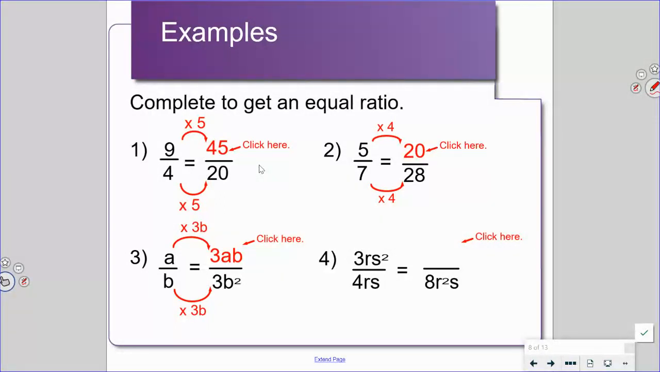All right, let's do the next one. To get from 4 to 8, we'd have to multiply by 2. To get from r to r squared, well, we're going to need an additional r, but guess what? We don't need any additional s's, so the only thing we'll have to multiply this ratio by, both the top relationship and the bottom relationship, is 2r, excuse me. So 3 times 2 is 6, r times r is r squared, and s squared times, well, there's no additional s's, Mr. Callan, so it would be s squared left alone.